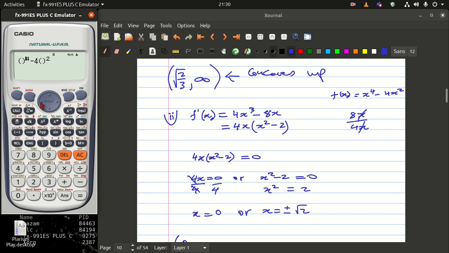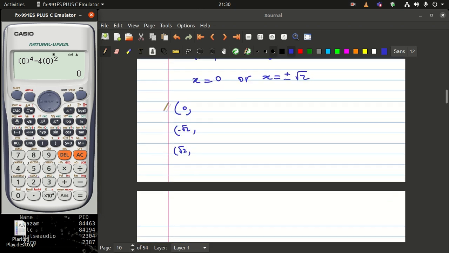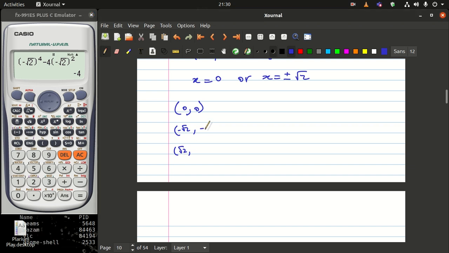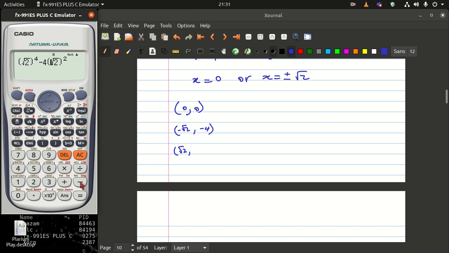So if we have a 0 here and a 0 there, whatever we get is a 0. So here we have 0, 0, and then for negative square root 2, we end up with a minus 4. And if we have a positive square root 2, we still end up with a minus 4.